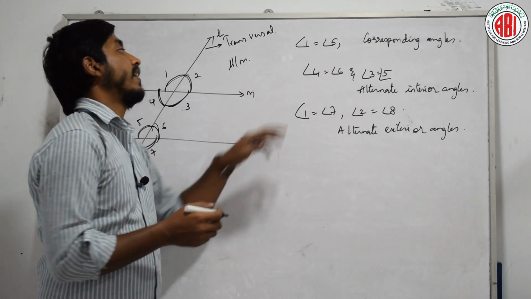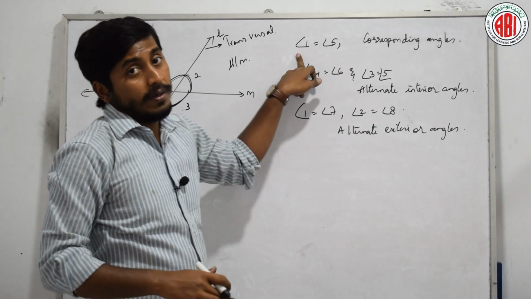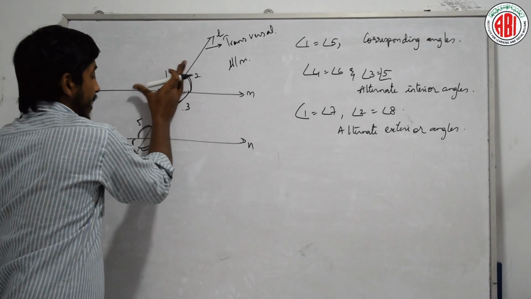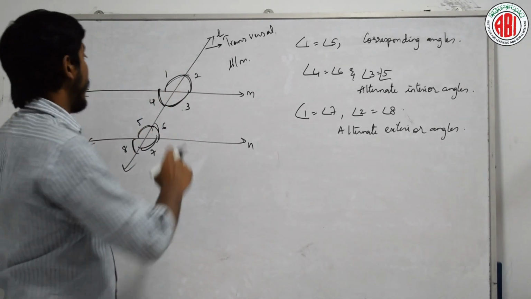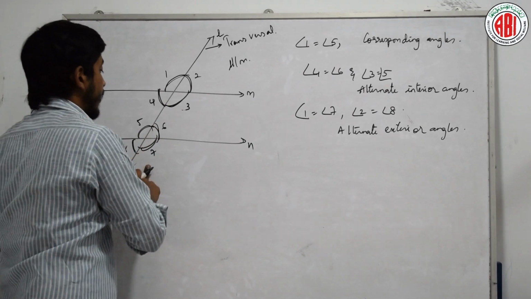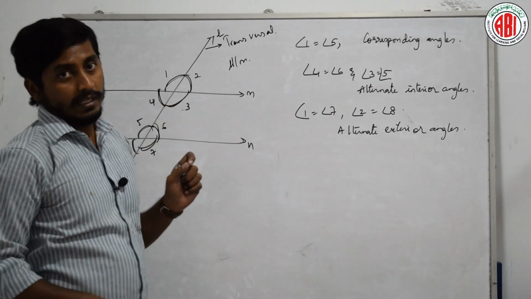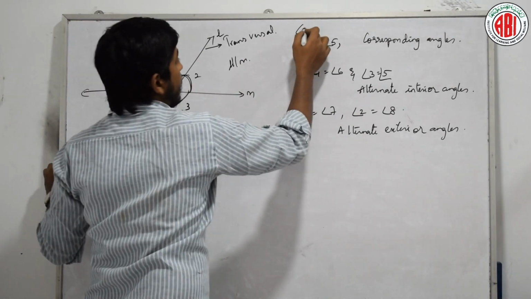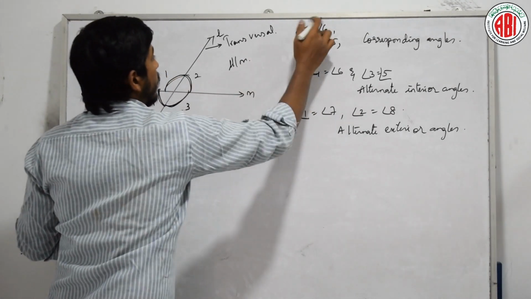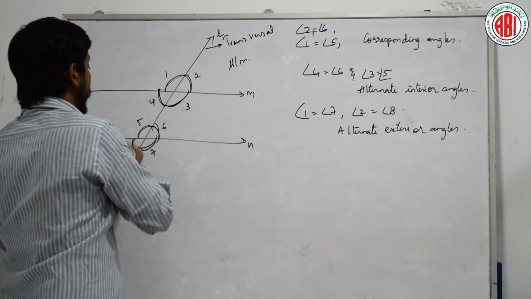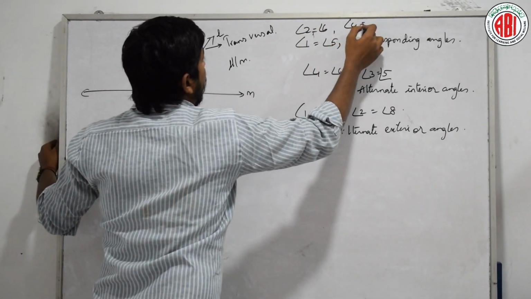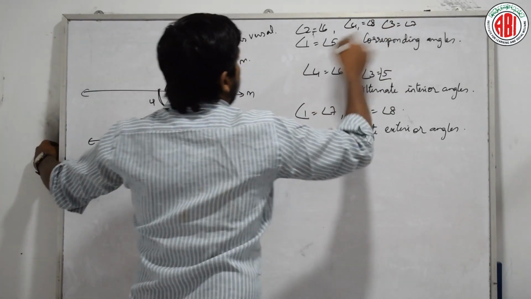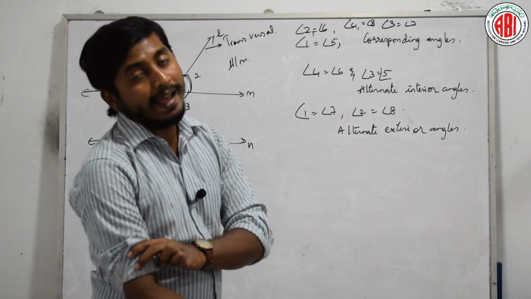Yes. After that, the next is corresponding angles. How many corresponding angles here? 1 is equal to 5. Corresponding in the sense, whatever the position it has, it should be in the same position. Okay. 1 and 5, 2 and 6, 3 and 7, 4 and 8. Is it clear? Angle 1 and 5 and the next 2 and 6. Okay. And the next 4 and 8, 4 equal to 8. And the next 3 and 7. These all are combinations of corresponding angles.